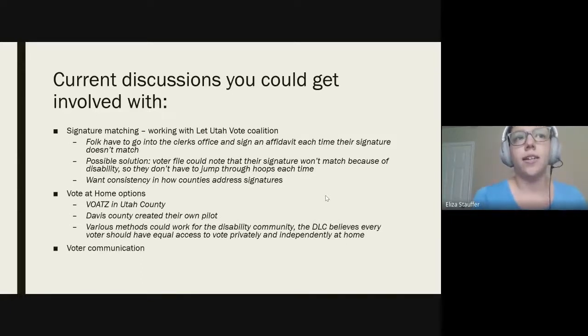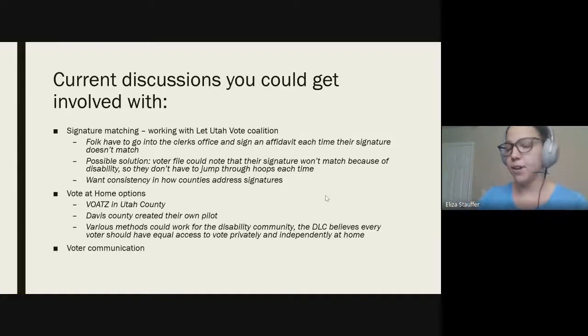Now, one of the areas that I was specifically asked to talk about today was vote at home options. Eric mentioned Votes, which is an online platform that allows people to vote. There was a pilot program run in Utah County, and initially the pilot program was just going to be for people who are overseas, such as military, and we advocated for people with disabilities to be included in that pilot program.